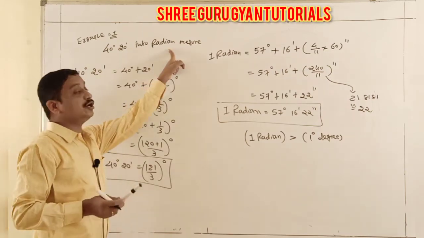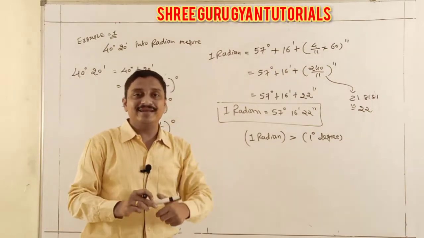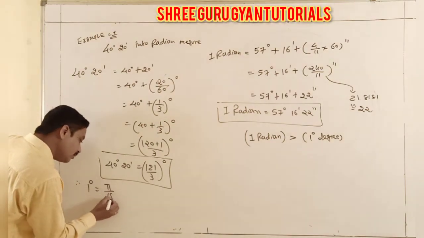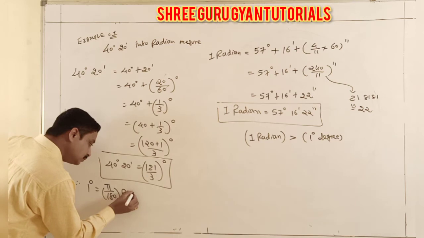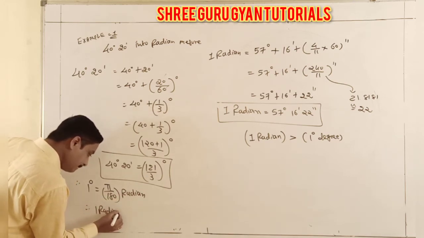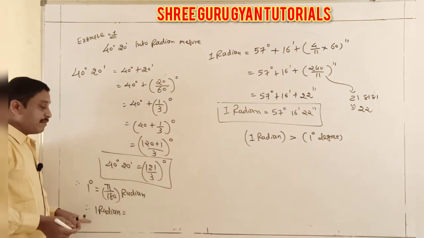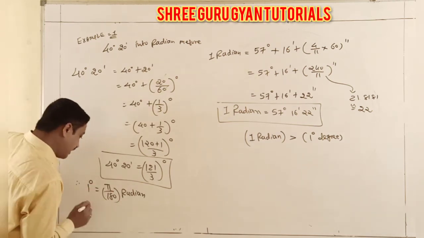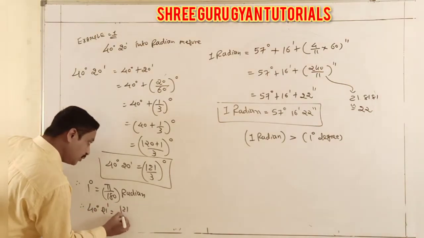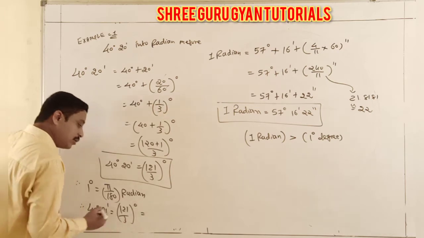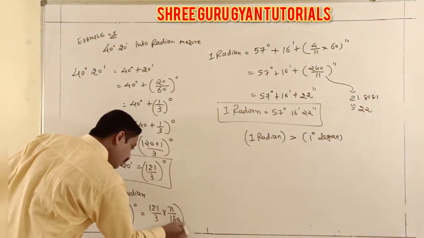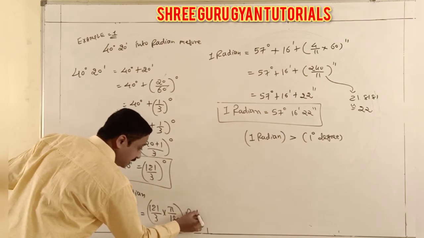Now I convert it into radian measure. Therefore 1 degree is equal to pi by 180 radian. It means students, 1 radian is equal to how many? 180 by pi. But here the degree measure is given, so directly I write: 40 degree 20 minutes is equal to 121 by 3 degree, which is equal to 121 by 3 into pi by 180 radian.